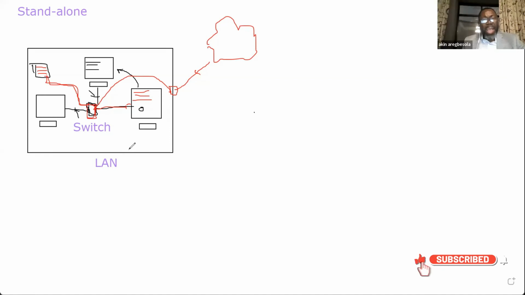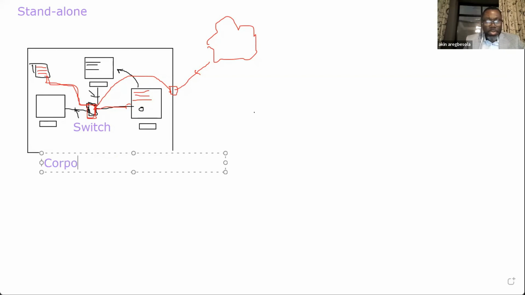So from this idea of local area network, another word for it, a more common word, is corporate network. Most of the time, I will not call this local area network, I'll just say corporate network, or LAN. But like I said, I'll mostly call it corporate.